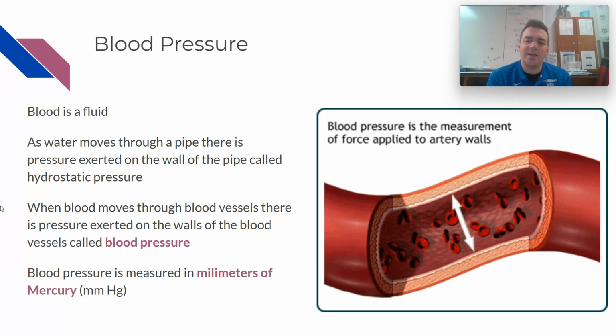Now, blood pressure. You've probably heard of blood pressure before, but you might not really know exactly what it is. As a reminder, blood is a fluid, and as fluids move through something, they exert pressure on it. Just like water, there's water pressure in the pipes in your house, and in the big mainline pipes underground that supply water to all the different parts of the city. There's also pressure from your blood, and we call that blood pressure. It's hydrostatic pressure, which is basically just the fluid pushing against the walls of the blood vessels.